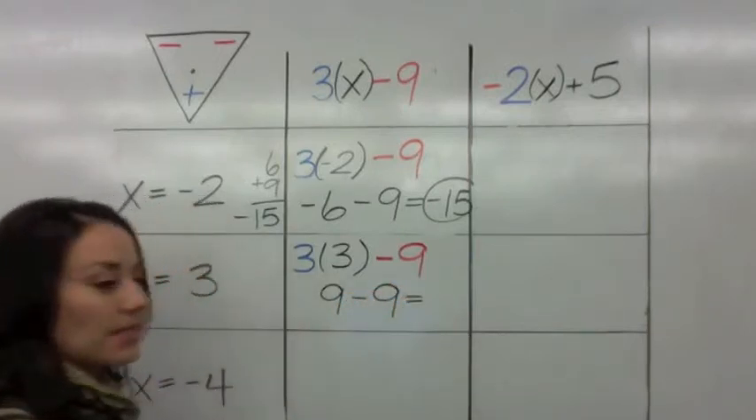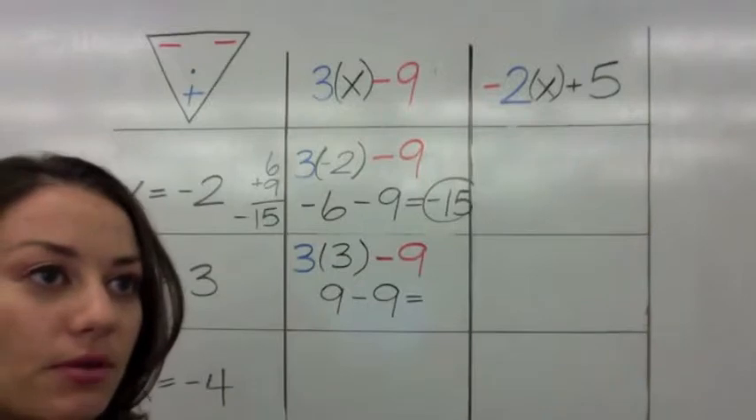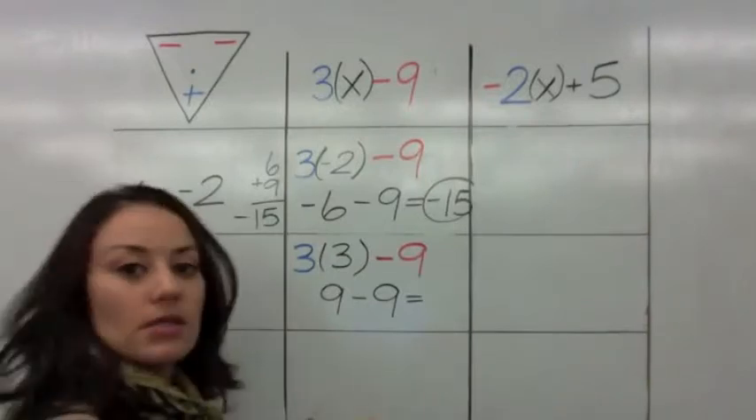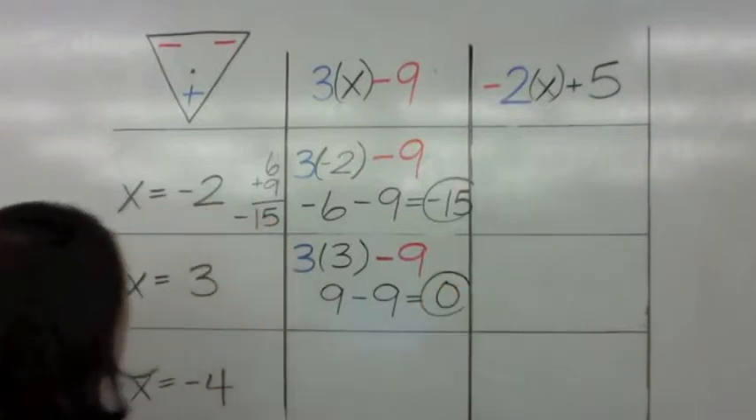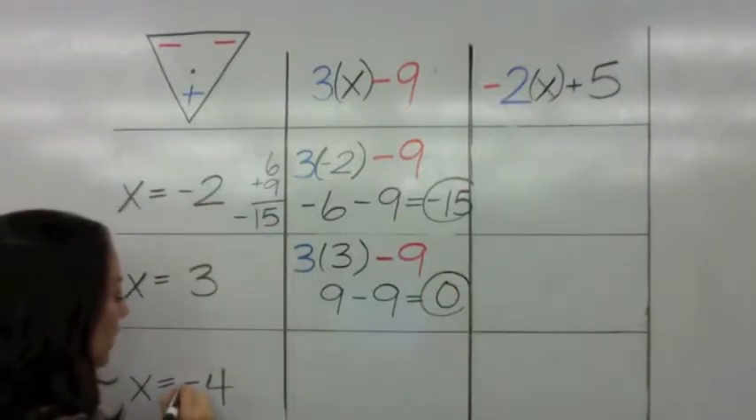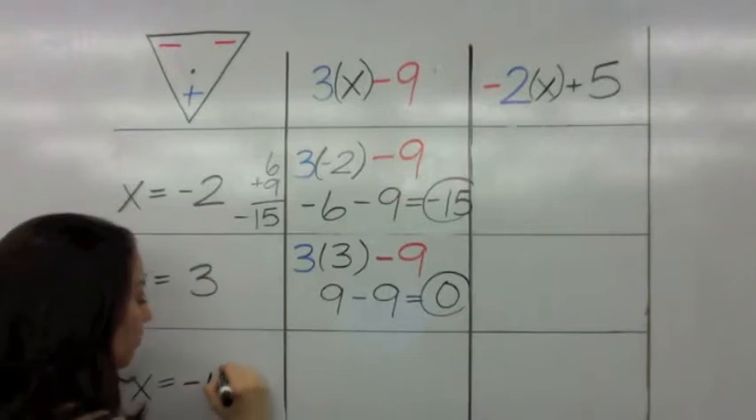Okay. What is 9 take away 9? Any number take away the same number is 0. It's what? 0. All right. And last, we're going to go ahead and plug in -4.